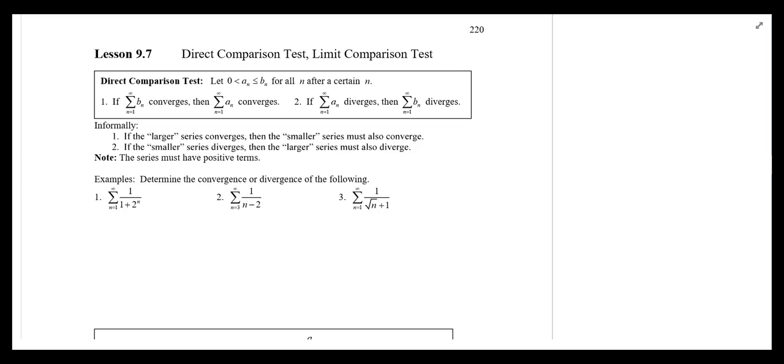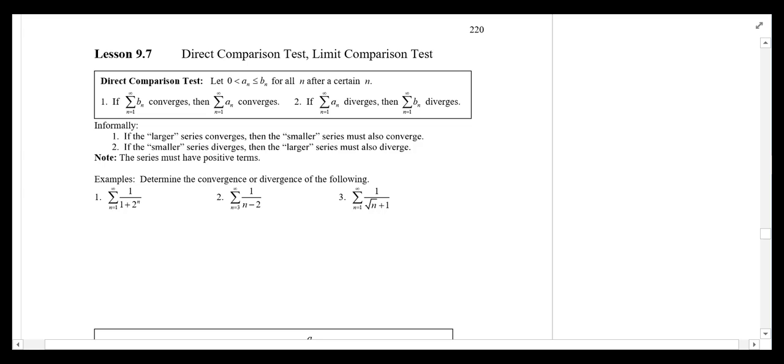Alright, it's 9.7 today. This lesson is geared towards you learning two additional tests to determine if a series converges or diverges. So, first up, the direct comparison test, and then afterwards, the limit comparison test. So, these are comparisons, and so yeah, you're going to compare it to something.